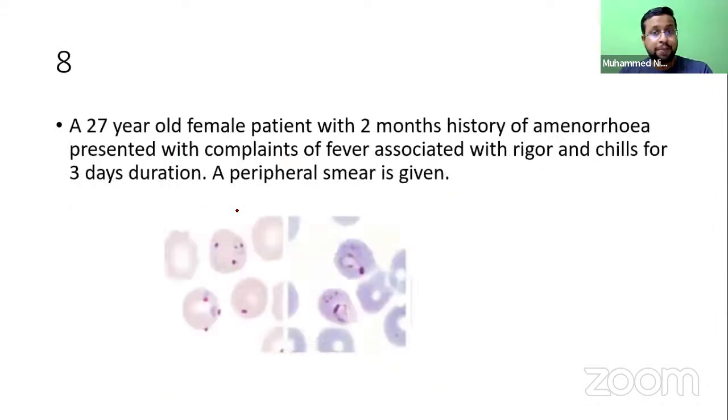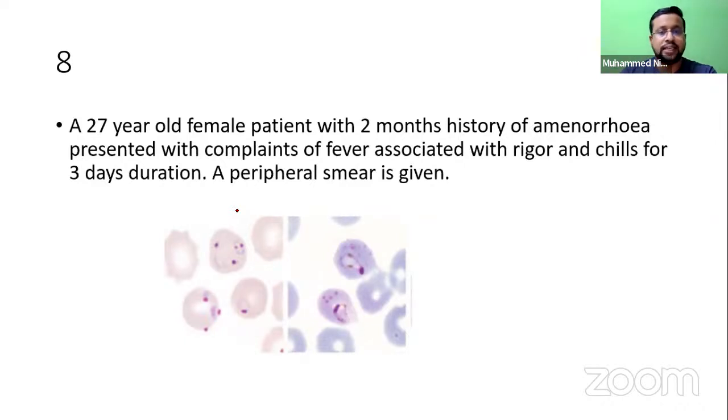Next question, I'm happy that this was also a question that was discussed in our QRP session. A 27-year-old female patient with 2 months history of amenorrhea presents with complaints of fever associated with dry cough, and a peripheral smear is given. I don't know what the exact image was, but from what you have told me, and what has been discussed, it was the smear of a Plasmodium falciparum.